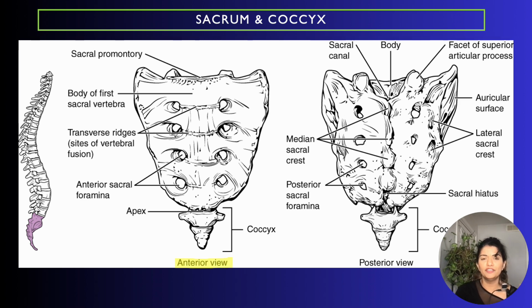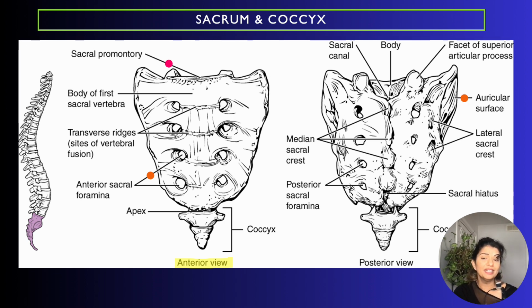Now, some of the unique features of the sacrum, and here we have an anterior view. I'm just going to go over a few unique things. First of all, we've got the sacral promontory, and this is the top edge of the base of the spine. So you can actually palpate that. Then we've got the sacral foramina, which are holes, as you know, and they allow nerves to pass through.